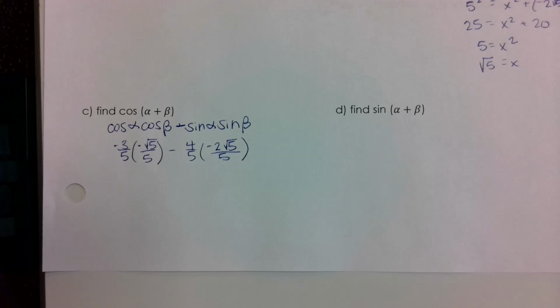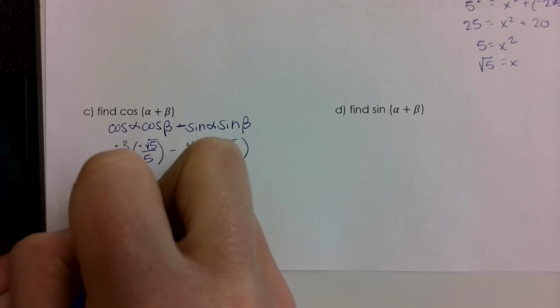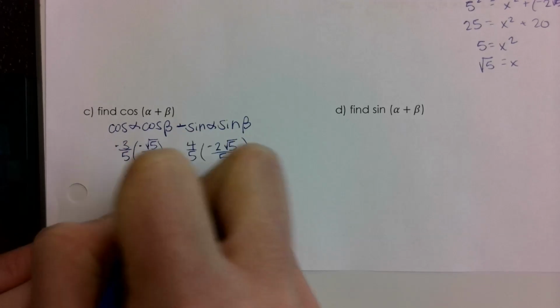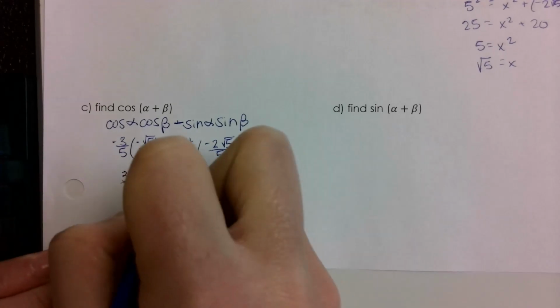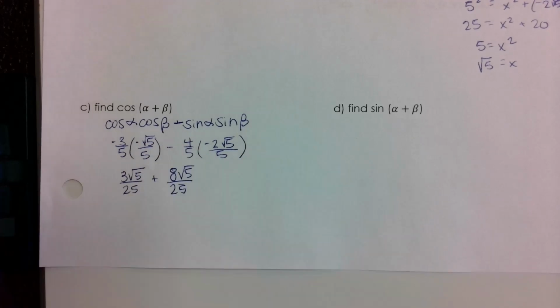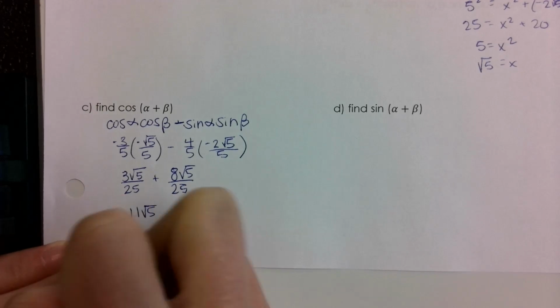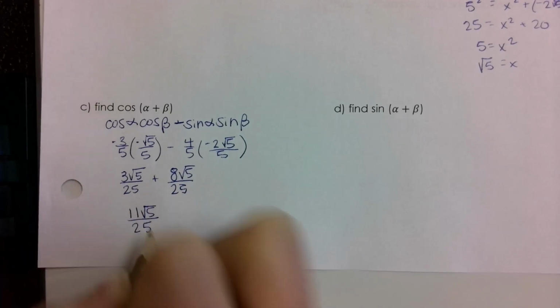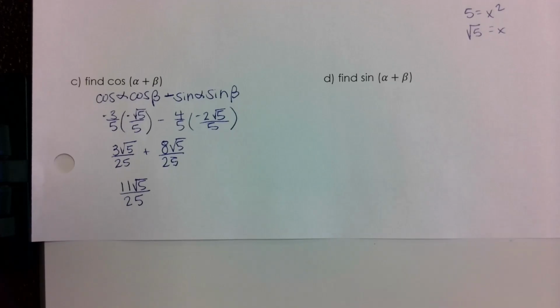Cool, so we'll just multiply from there. So we're going to have 3√5/25 plus 8√5/25. So that's going to give you 11 square root 5/25. And that's going to be our final answer there. Questions?